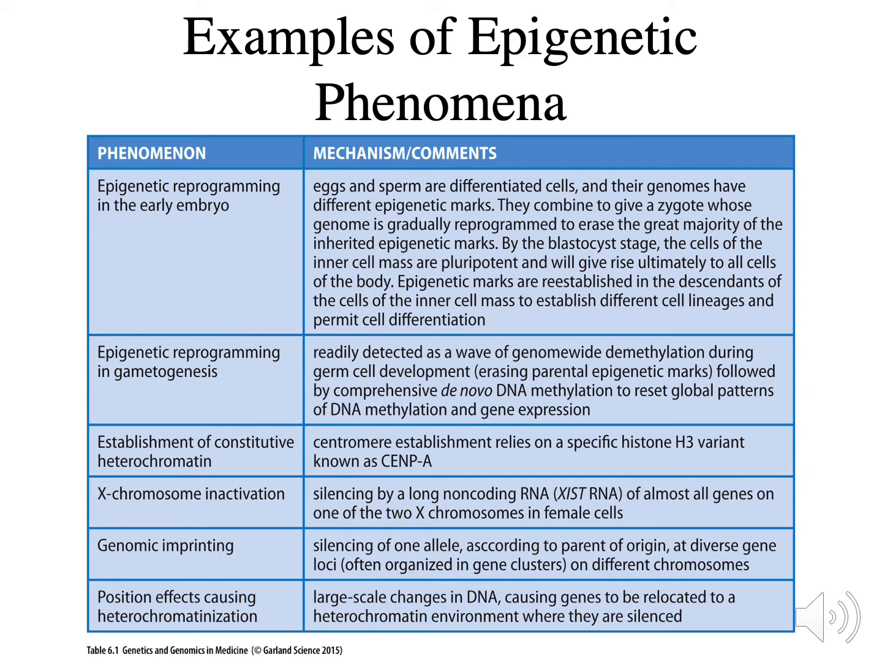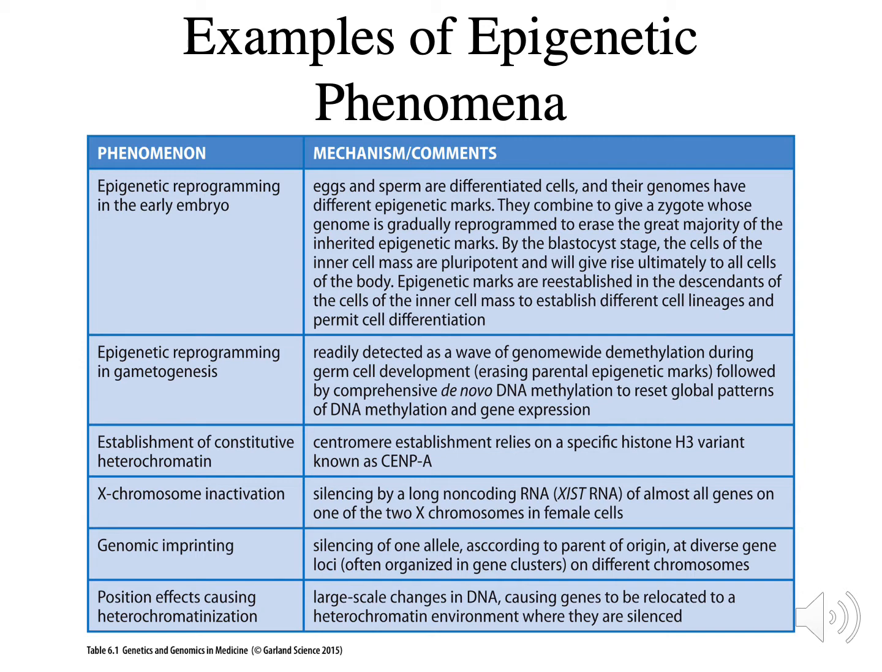There's also epigenetic reprogramming in gametogenesis, and that's where we make the egg and sperm cells. This is readily detected as a wave of genome-wide demethylation that occurs during germ cell development. It erases all of the parental epigenetic marks, and then it's followed by de novo DNA methylation to reset the global patterns of DNA methylation and gene expression.